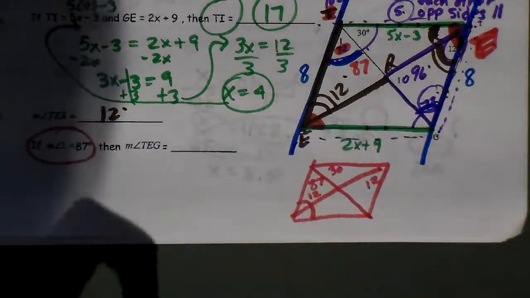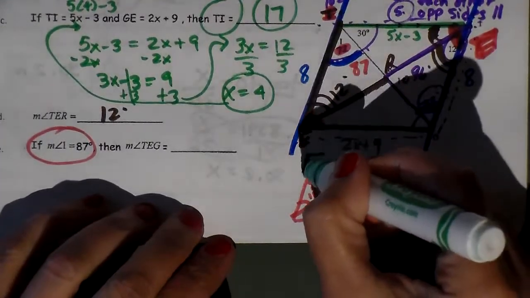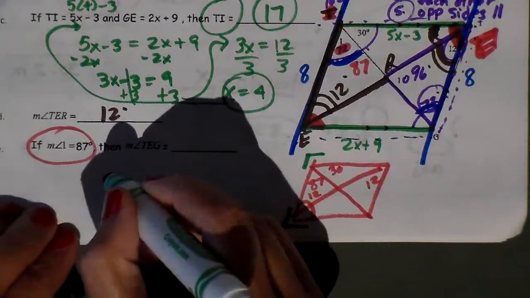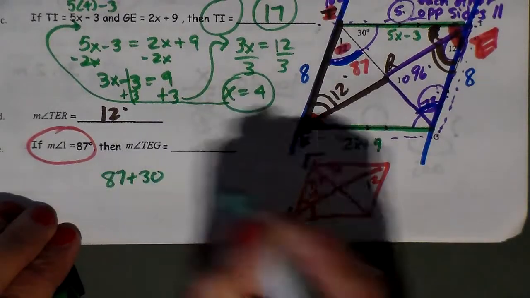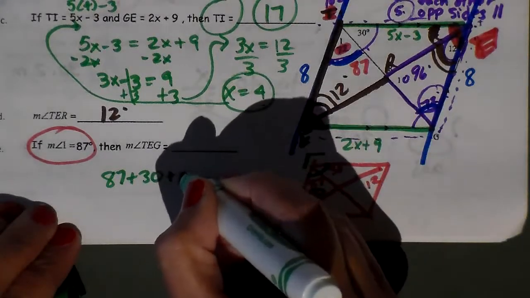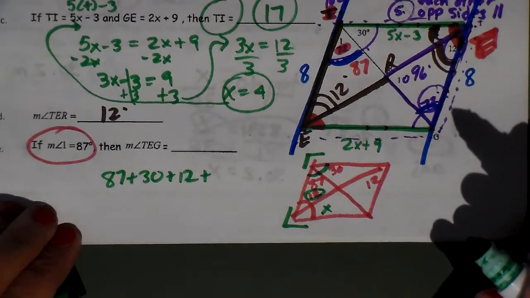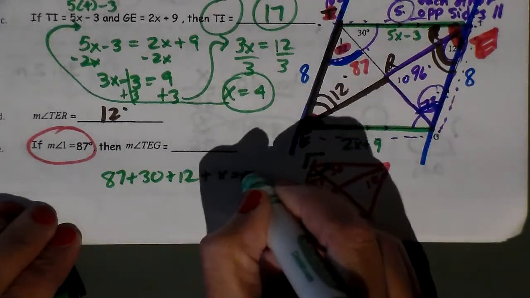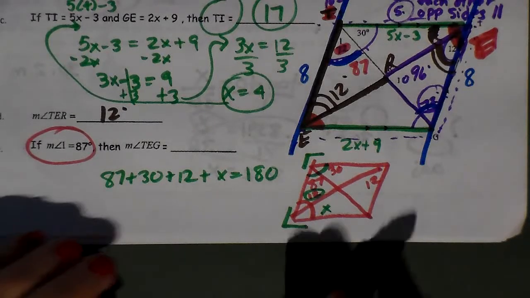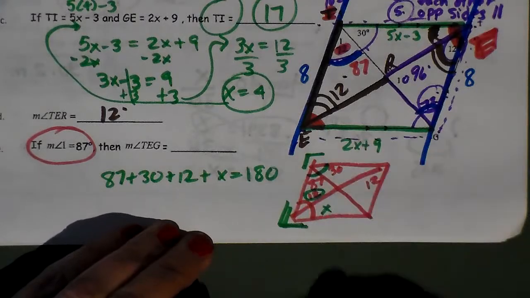What do you know about the neighboring angles in a parallelogram? The neighboring angles add to 180. So this guy and this guy should add to 180. Well, what do we have here? We have 87 and 30. And then what do we have right there? 12. So this angle right here is what plus this equals 180. Okay? Now, I don't need that little x. I want the whole angle. I don't have to get that detailed.